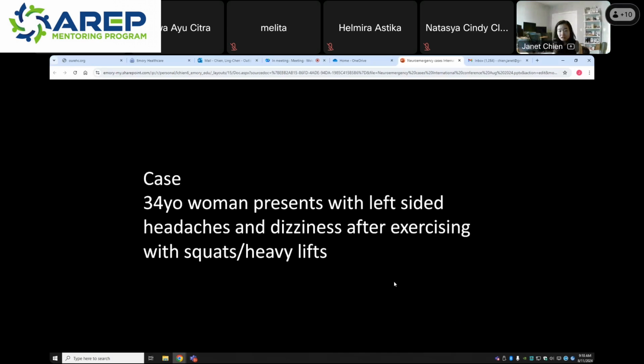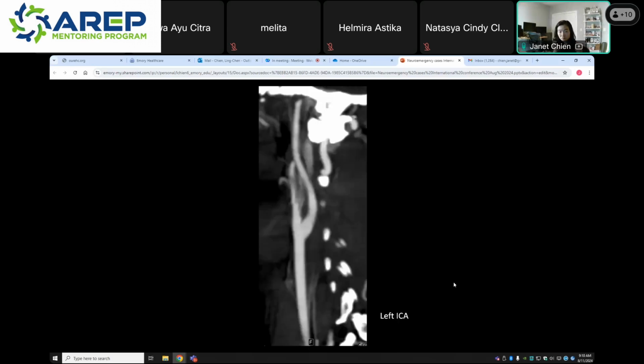So the next case is a 34-year-old woman who presents with left-sided headaches and dizziness after exercising with squats and heavy lifts. Anybody see anything here?